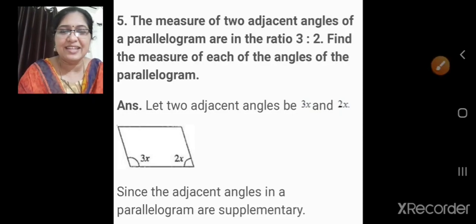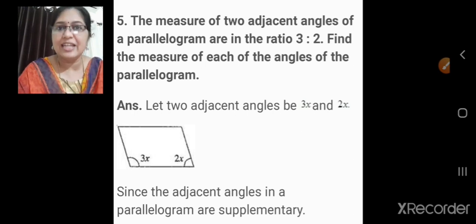Are you all fine? Let us continue the chapter Understanding Quadrilaterals, exercise 3.3, fifth question. So let us read the question. The measures of two adjacent angles of a parallelogram are in the ratio 3:2. Find the measure of each of the angles of the parallelogram.